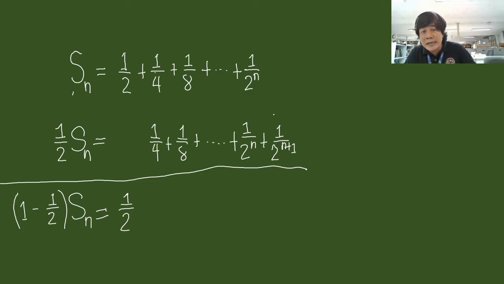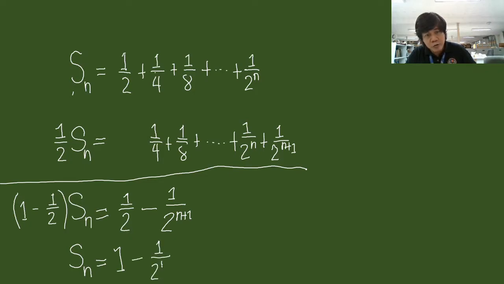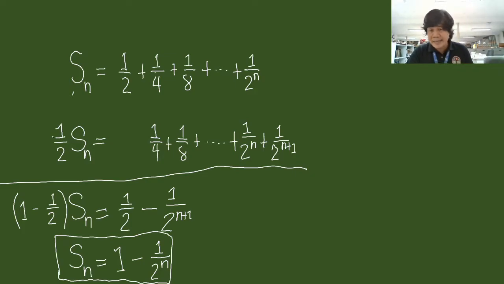But you are left with 0 minus (1/2) raised to n plus 1. So you will have the negative (1/2) raised to n plus 1. But again, this is just simply 1/2. Divide both sides of the equality by 1/2. You are left with S sub n to be 1 minus (1/2) raised to n. So this will be somehow our closed form of the expression, the sum of the lengths of those line segments, or the powers of 1/2.